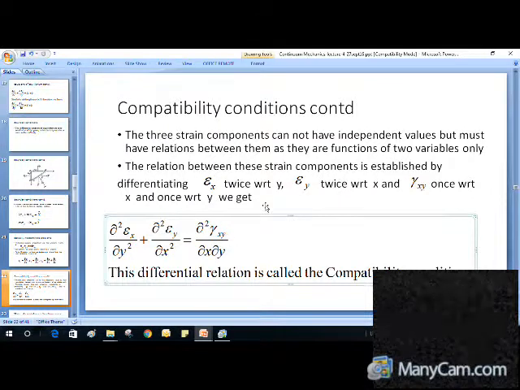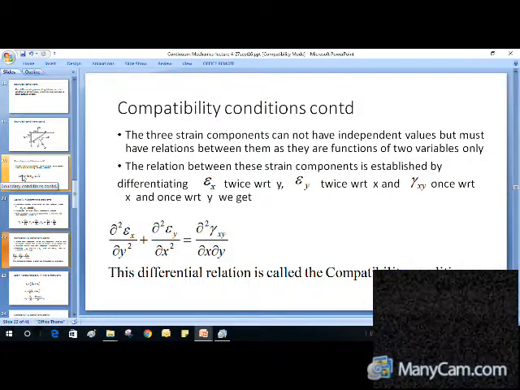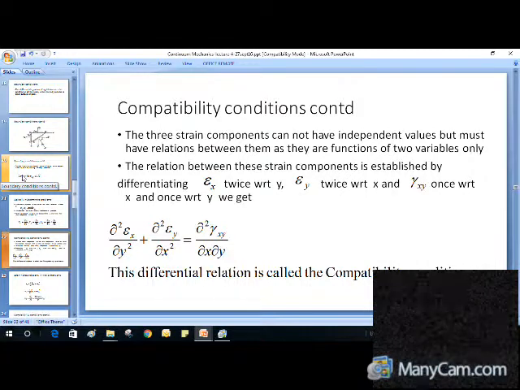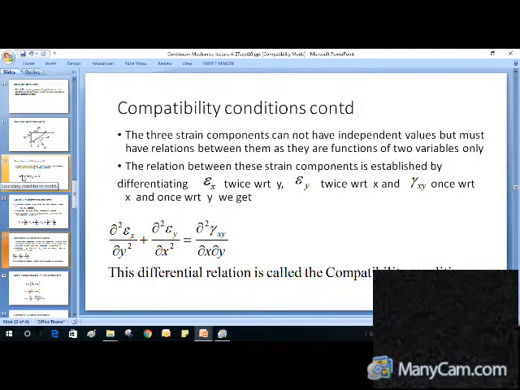So we now see that while we had a problem with three unknown stresses to be determined, and there were two equilibrium equations, we have now used the strain displacement relationship and seen that one more equation can be obtained by properly differentiating the strain displacement relationship.